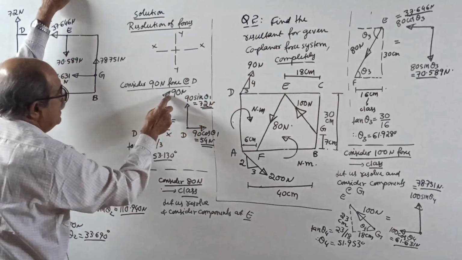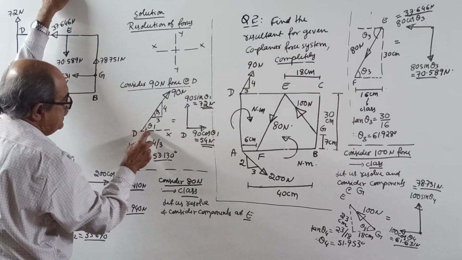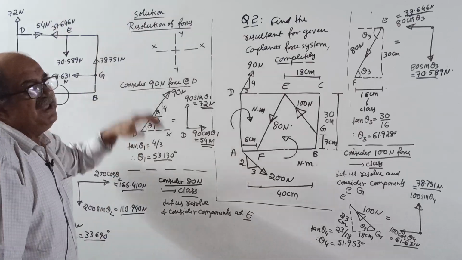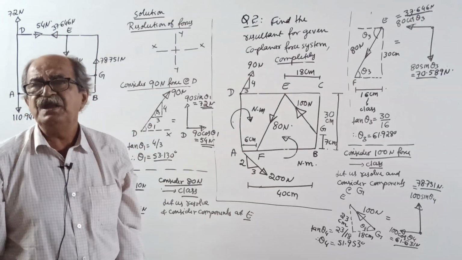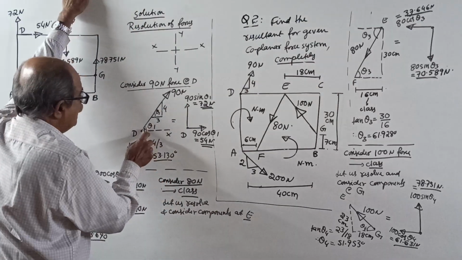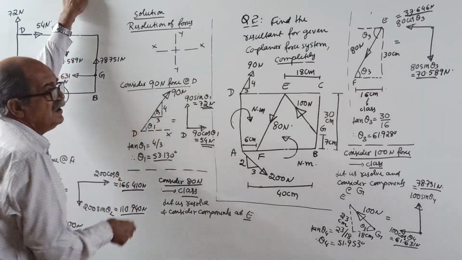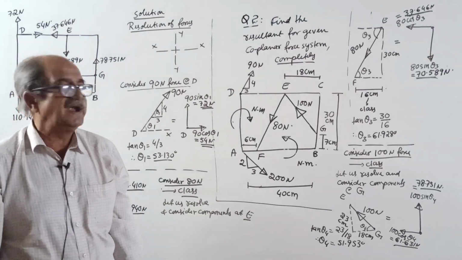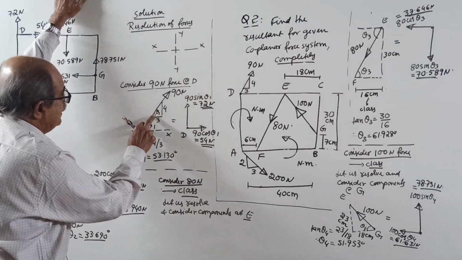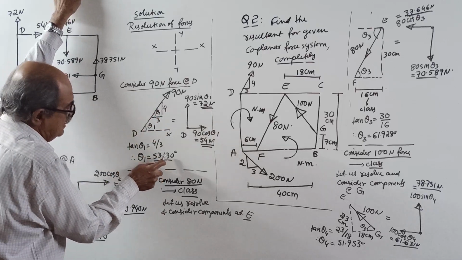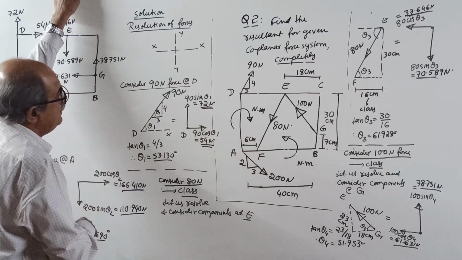Let the angle made by 90 with the horizontal be theta 1. If that is theta 1, this is also theta 1. Why? Those who are studying structural engineering, if this is theta 1, why is this also theta 1? If that is not clear, better not study any structural subject. Okay. Tan theta 1 equals 4 divided by 3. I calculate theta 1 as 53.130 degrees.